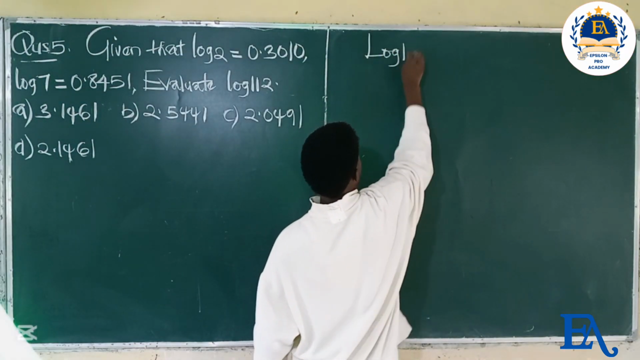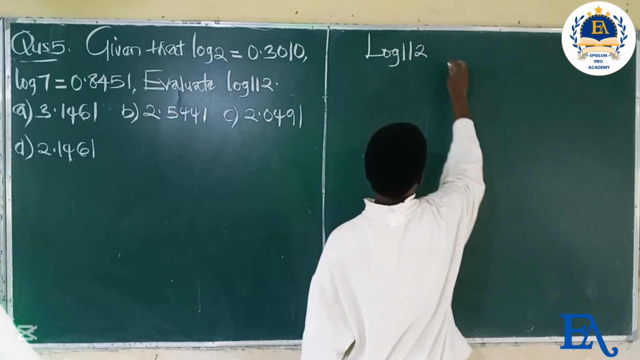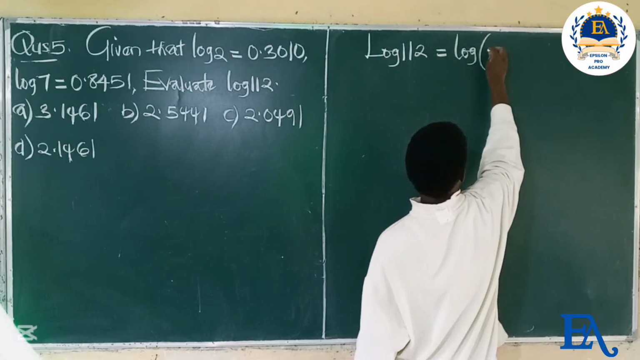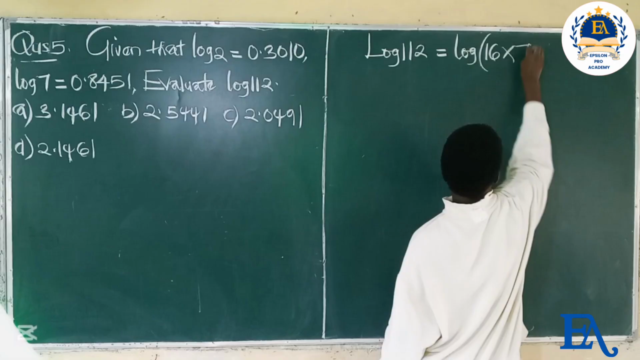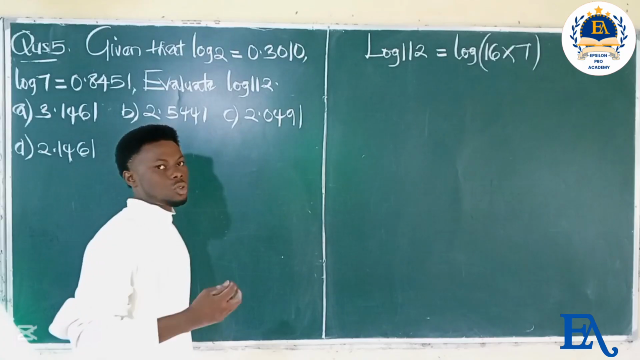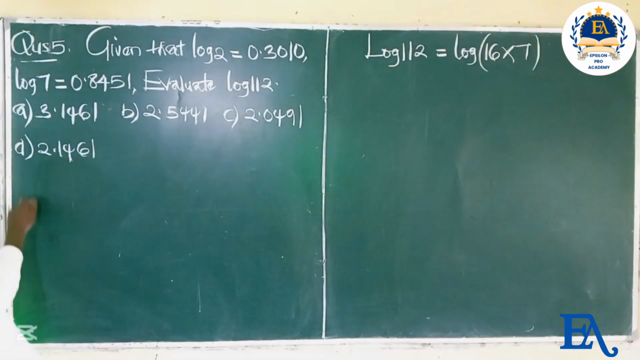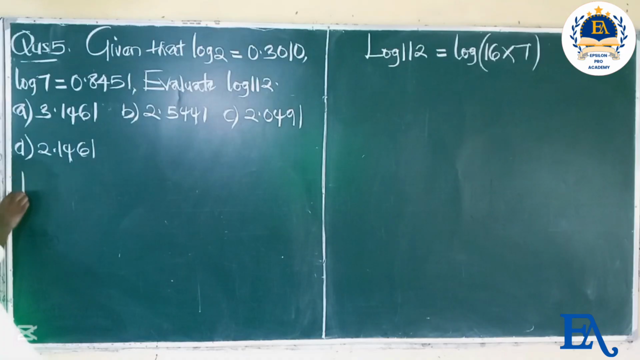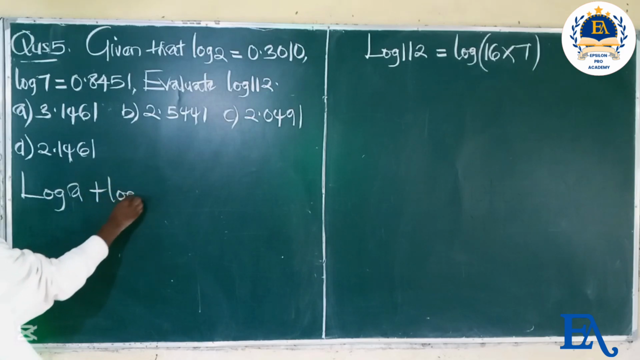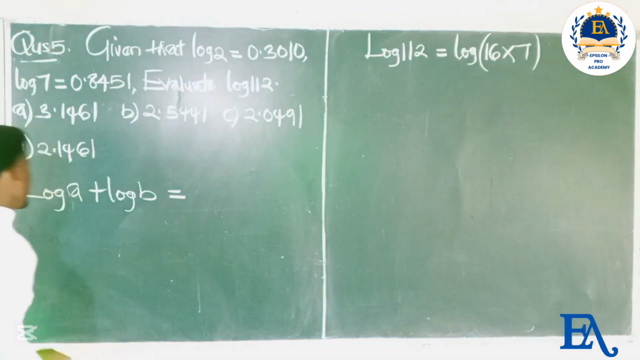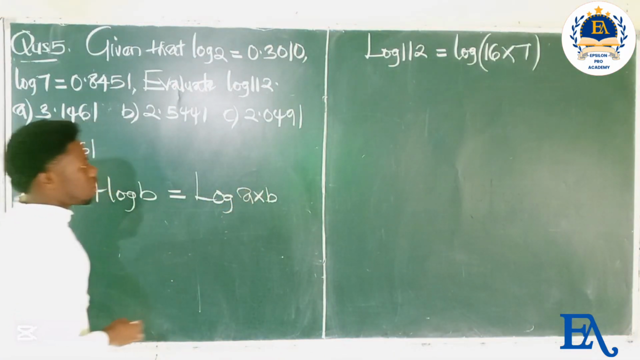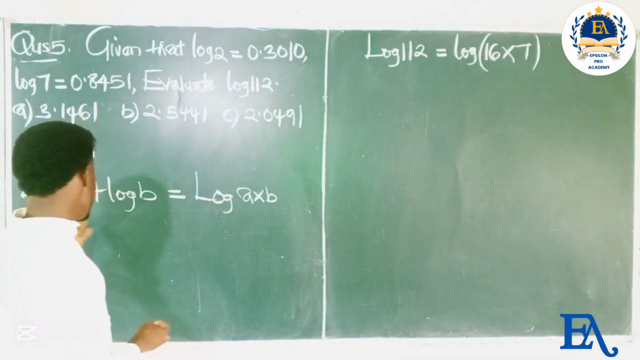Log 112 is the same as log 16 times 7. Yes, 16 times 7 gives 112. In addition law, if we have log A plus log B, this can also be written as log A times B.